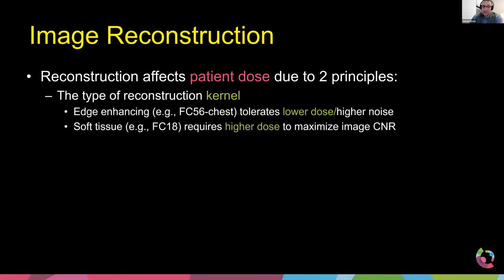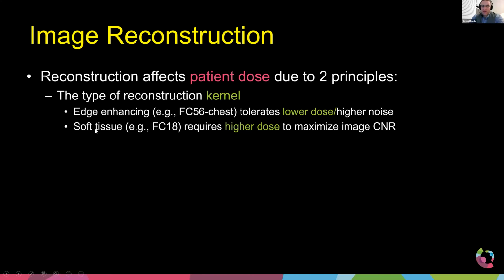So as an example, when we're in the chest, we're going to pick a lung kernel. Canon and Siemens typically have their reconstruction kernels numbered instead of just labeled like they are in GE. But the higher the value, the sharper the kernel. In those cases, we can tolerate more noise in the image, and therefore we can reduce the dose, and we don't have to worry as much about using a lot of radiation to create a good-looking image with a sharp and edge-enhancing reconstruction kernel.